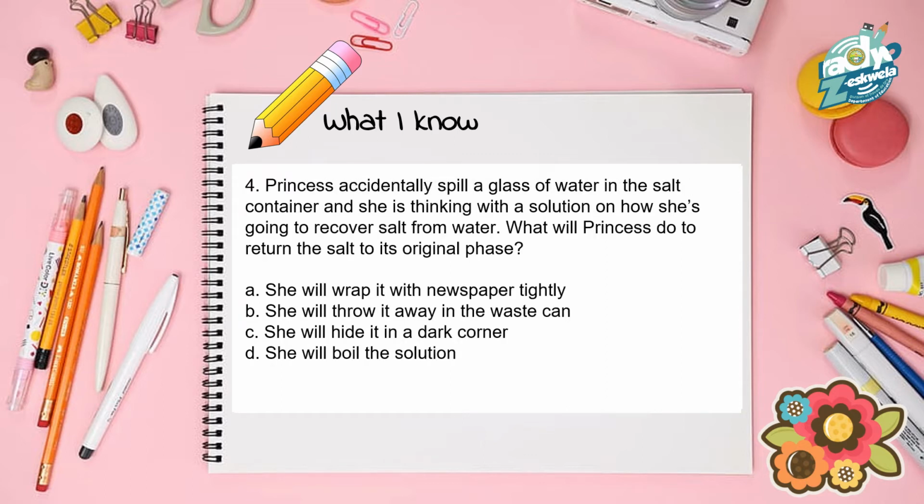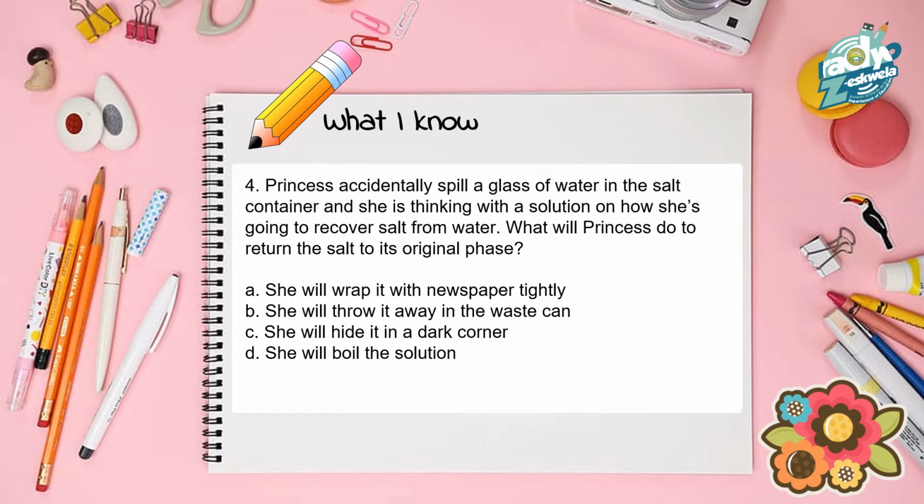Number 4. Princess accidentally spilled a glass of water in the salt container, and she is thinking with a solution on how she is going to recover salt from water. What will Princess do to return the salt to its original phase? A. She will wrap it with newspaper tightly. B. She will throw it away in the waste can. C. She will hide it in a dark corner. D. She will boil the solution.